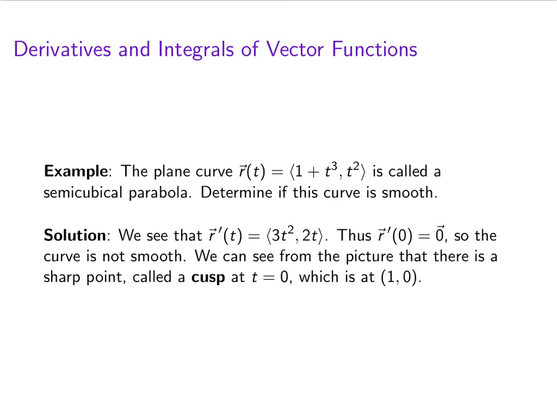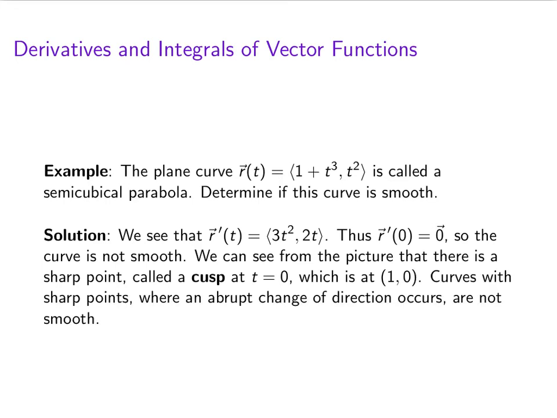We're going to take a look at the picture in a moment. And when we do, we'll see that it has a sharp point. That's also called a cusp. That happens at t equals 0. Curves that have sharp points, that's where it has an abrupt change in direction. Those are not smooth curves.